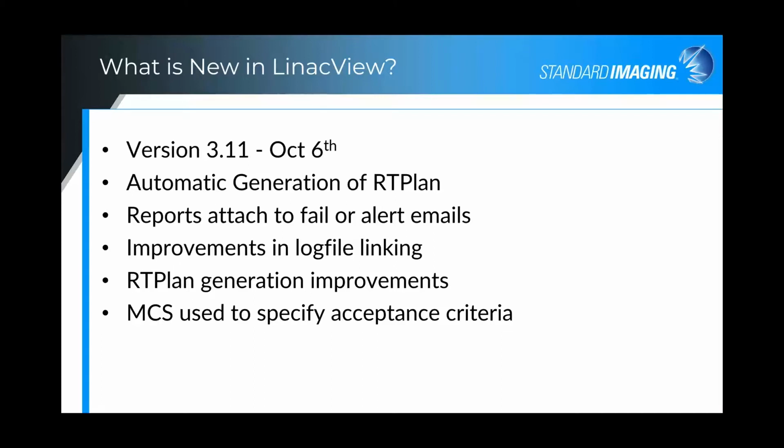So what does this all mean? I'll go into some more detail as I continue through the presentation, but I'll give a short description here. The automatic generation of RT plans is something that our users have been interested in, because you could go in and manually export an RT plan if you wanted to look in particular detail at a particular fraction delivery. But then we change that up so that RT plans are automatically generated based on the configuration that the user provides, for up to each and every fraction delivered on the Linac.